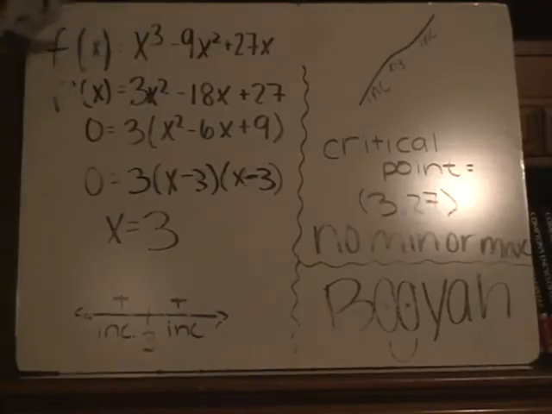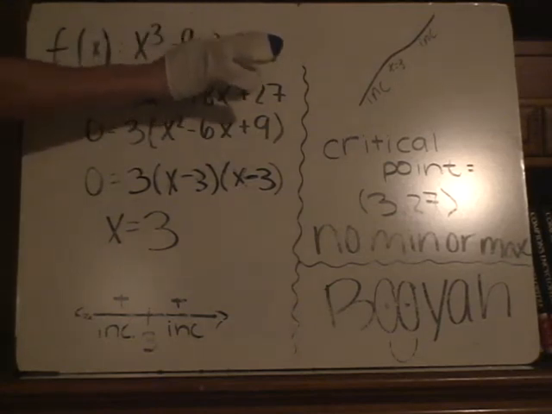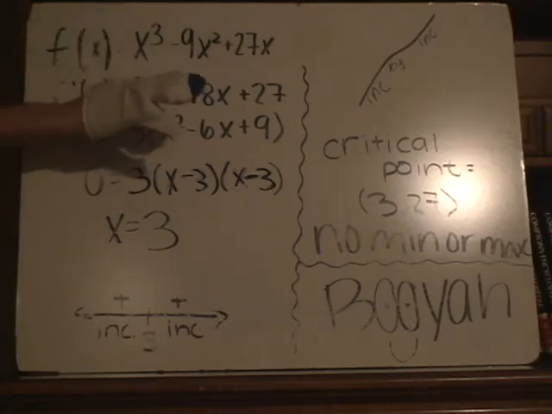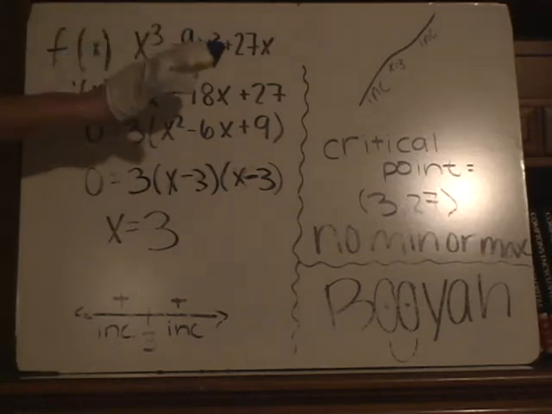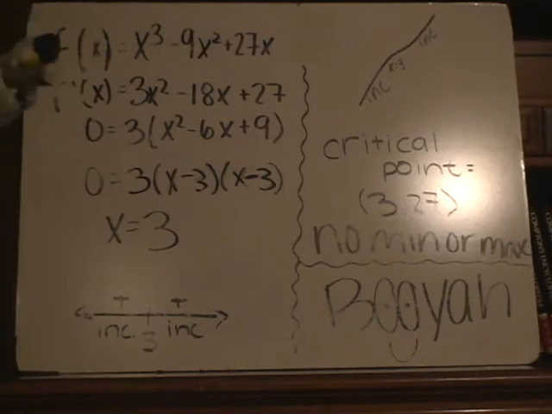So, here we have a function, f of x equals x cubed minus 9x squared plus 27x. When we take the derivative of that function, we get f prime of x equals 3x squared minus 18x plus 27. So now we set the derivative to 0 because we're looking for critical values, and critical values occur when the derivative is 0.